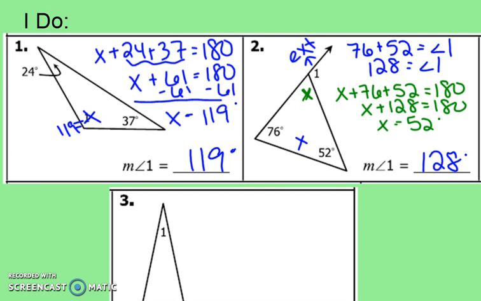If I replace x with 52, those two angles form a linear pair, or a straight line. If those two angles add up to 180 degrees, I can now say 180 minus 52 is going to equal angle 1. And 180 minus 52 does equal 128. So either way will get you the same answer. So if you happen to forget the exterior angle theorem and you have two angles, you can still find your missing angle.